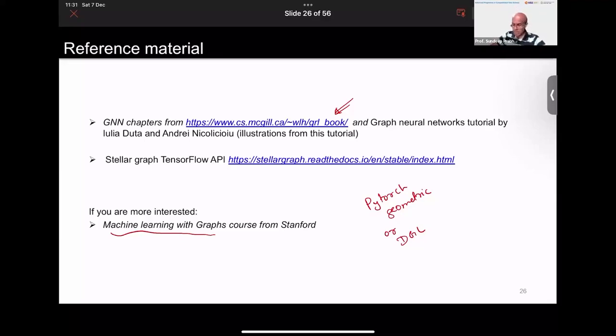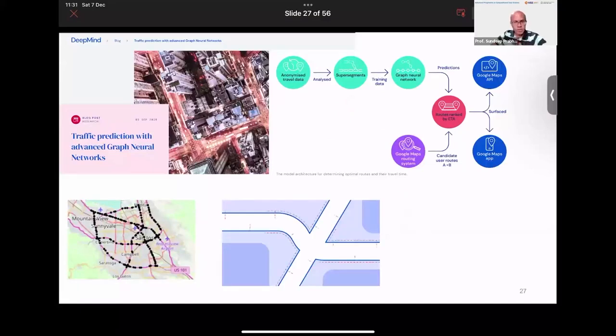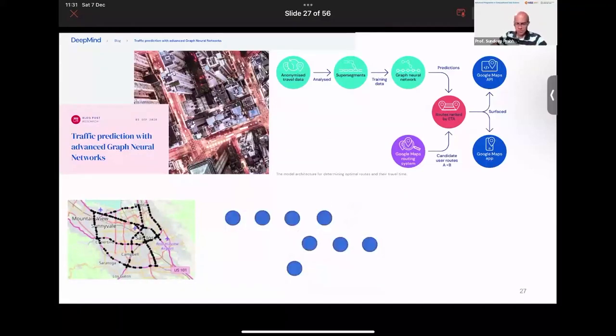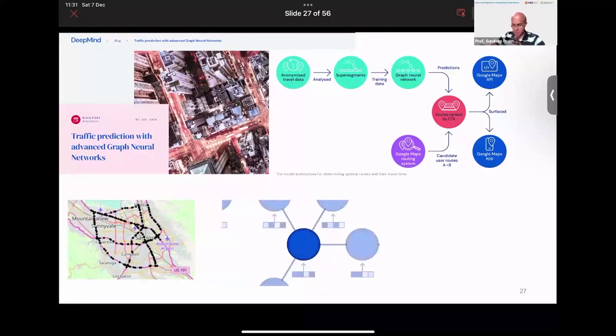So there are many tools similar to what we did for MLP using Keras. I think Keras also has GNN based libraries, but maybe not as extensive as PyTorch Geometric or DGL, right? So there are basic GNN architectures out there.